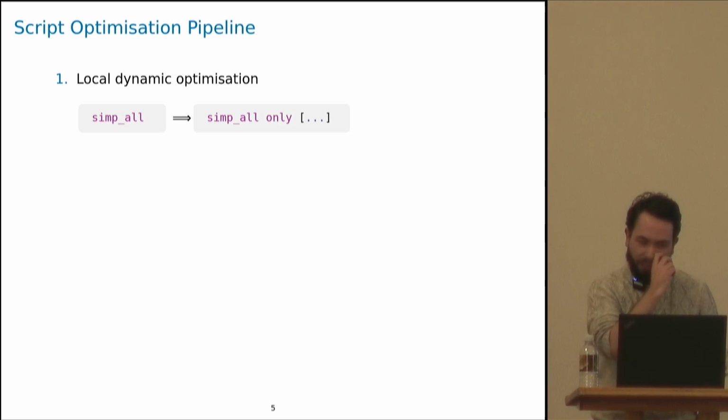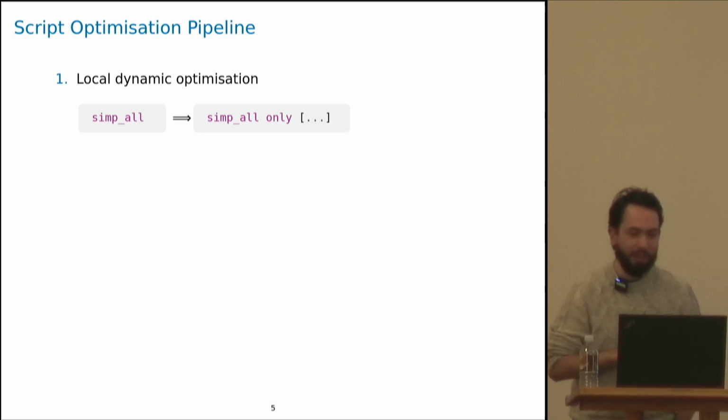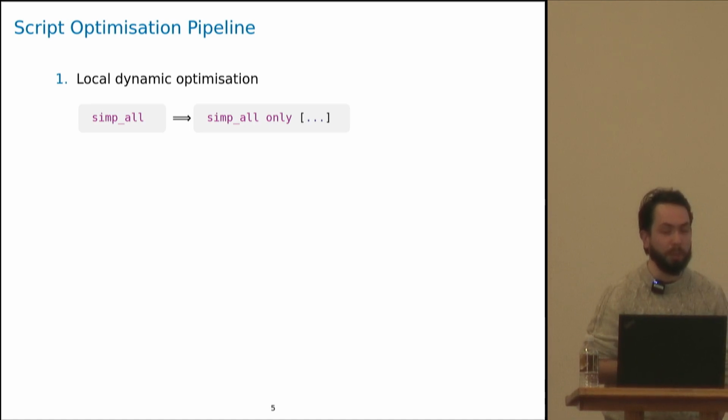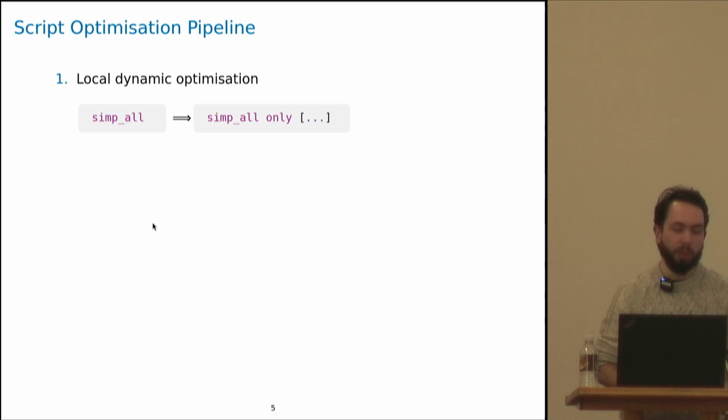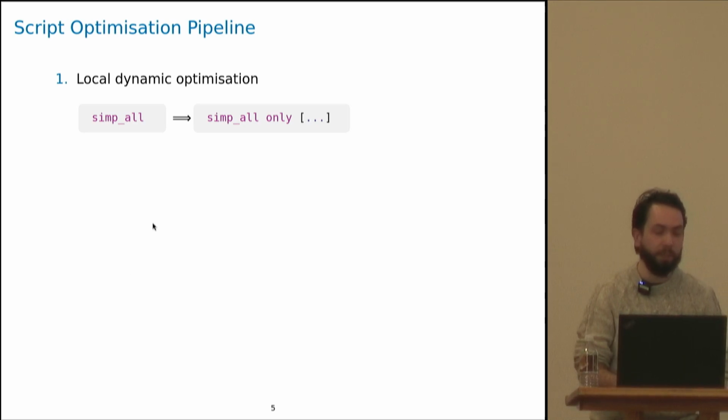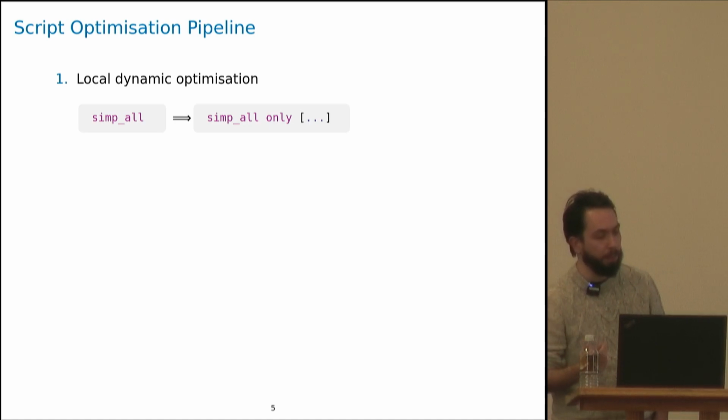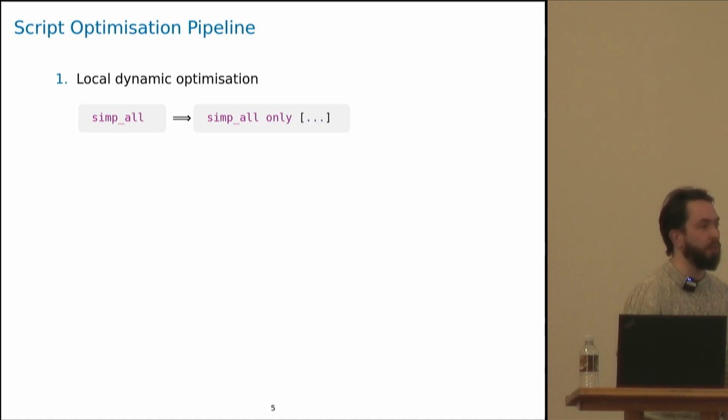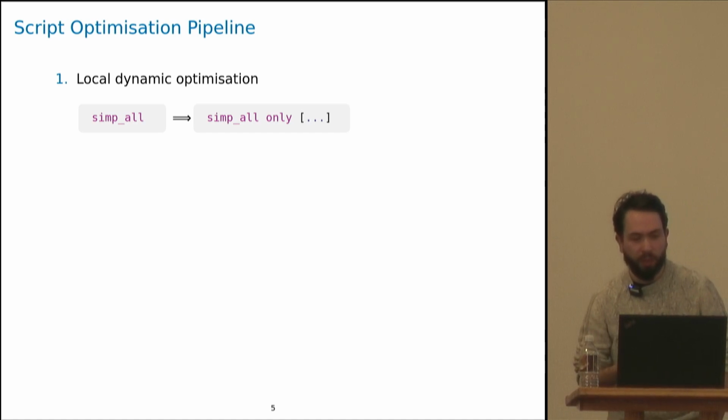Okay, for now, let's stay in the present and stay with what I actually implemented. So I implemented a script optimization pipeline with 3 steps, and I want to talk to you about the first 2 steps. The first step is what I call local dynamic optimization. This is where we take single tactics, that's why I call it local, and we optimize them, and then we check whether the optimized version actually behaves the same as the version that Aesop ran previously.